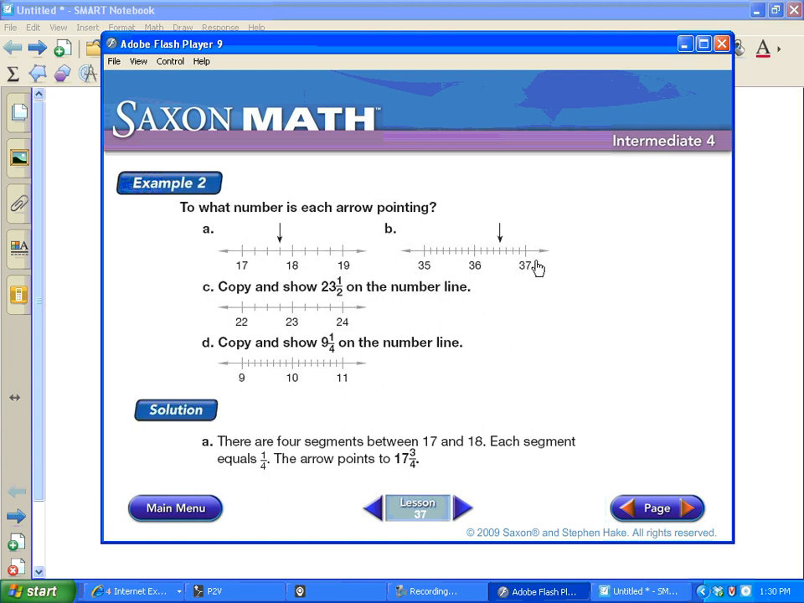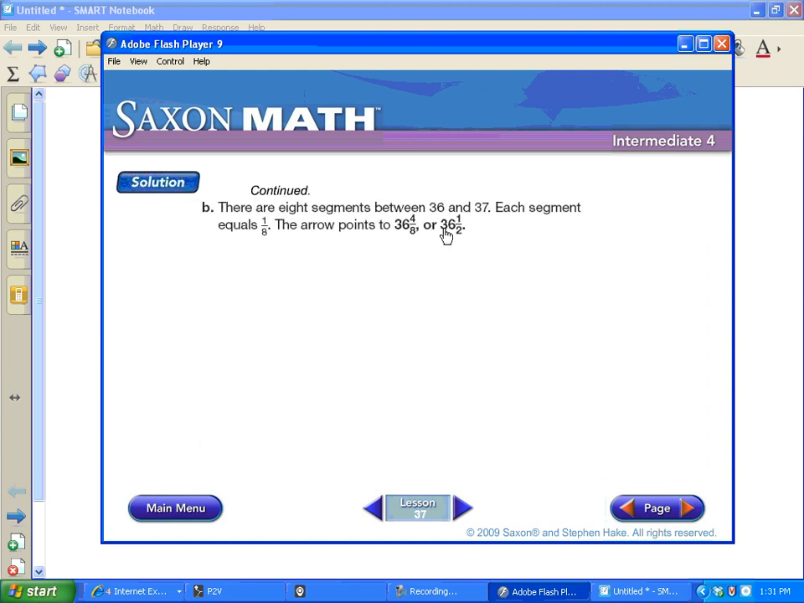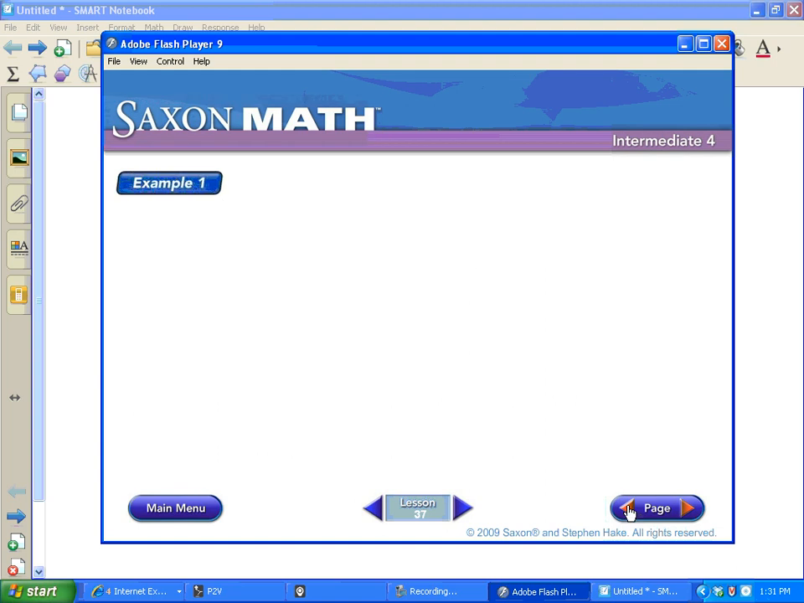Okay, let's look at B. We know we're past the 36, right? Ooh, we've got a lot of sections in this one. 1, 2, 3, 4, 5, 6, 7, 8. And we're at 4/8. But that's really what? Do you see that that's 1/2? It's also halfway between. So 36 and 1/2. I need to go back to look at the rest of the problems.